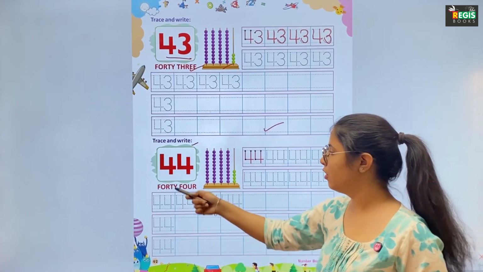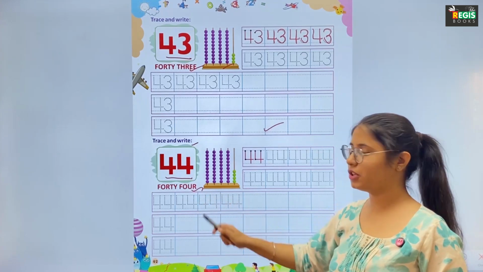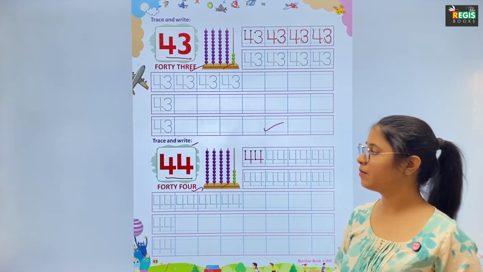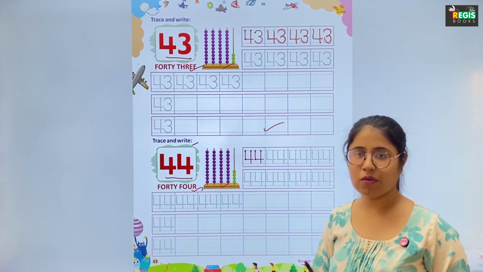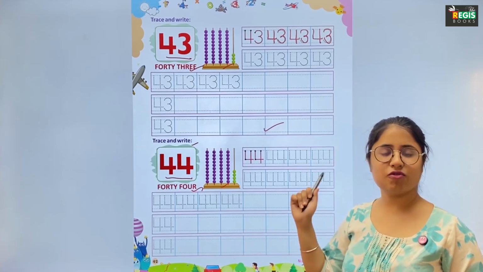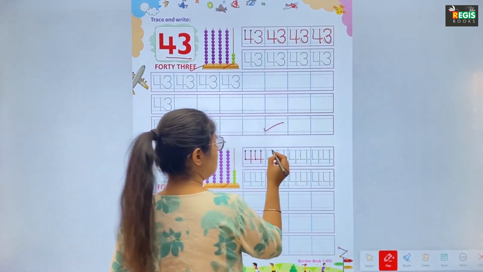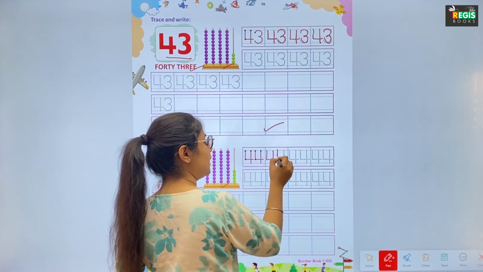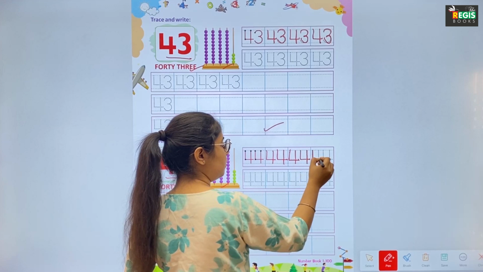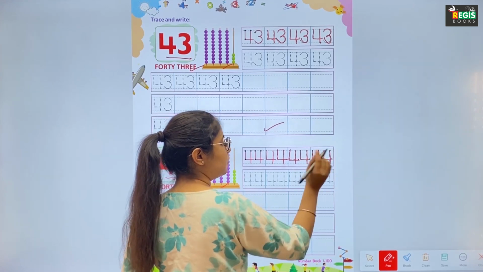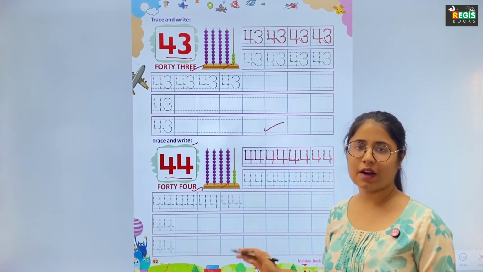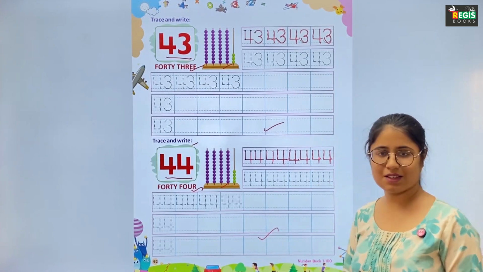Trace and write 4, 4, 44. So kids, these are total 44 balls. We write the number 44 by writing 4 two times together. So let's trace with me. First write 4 like this, then again 4. 4, 4, 44. And kids, in the rest of the boxes, you will write the number 44 to practice it.